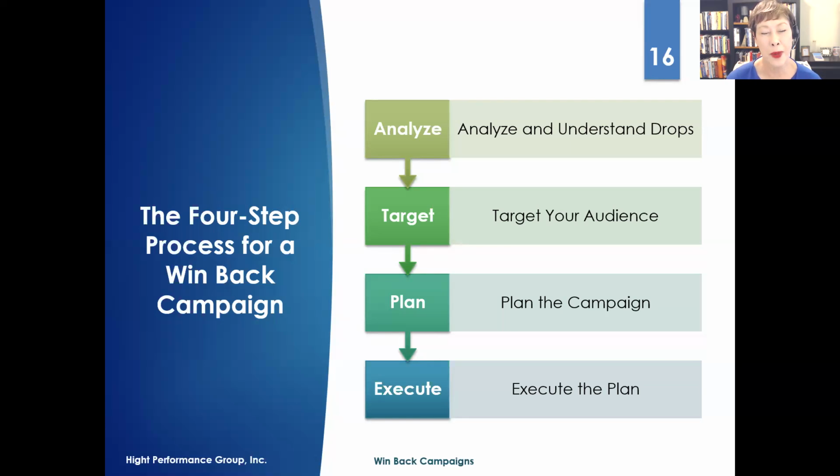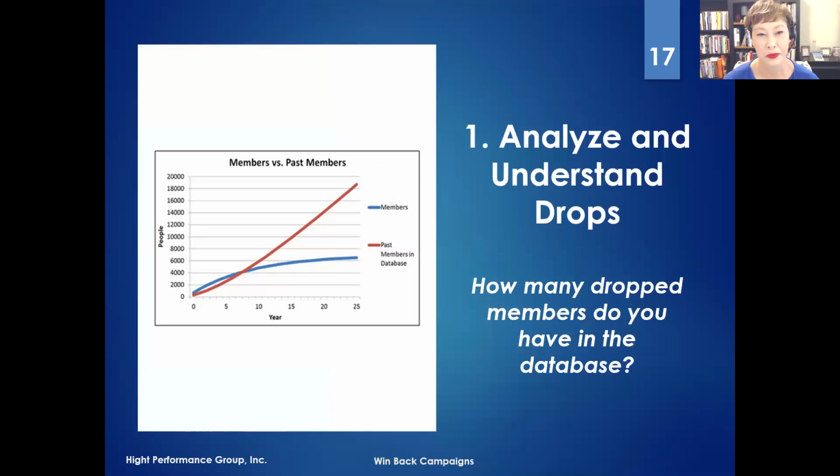So we have to spend some time really looking at the data, understanding who those drop members were, why they dropped, what they were like as members, a little bit more about their demographics and their patterns. That's going to help us create this target audience, right? So who do we want to go after? Because I'll bet you don't have enough resources to chase them all. And then you've got to plan the campaign. And then obviously you have to execute on that campaign.